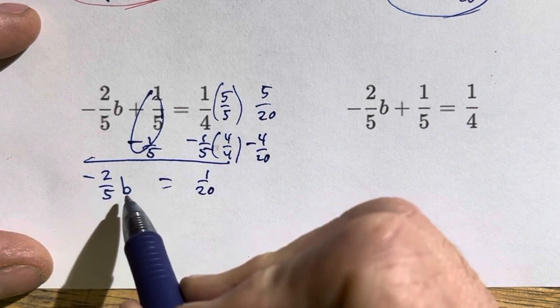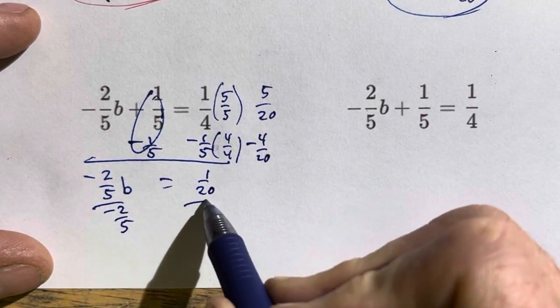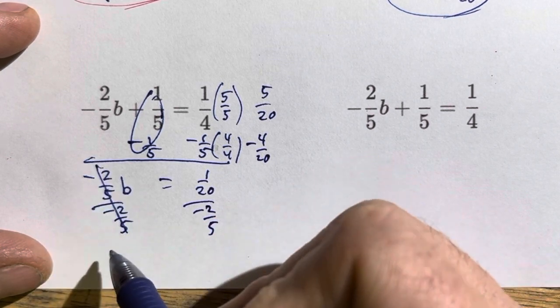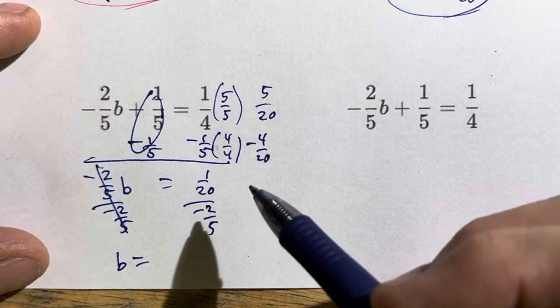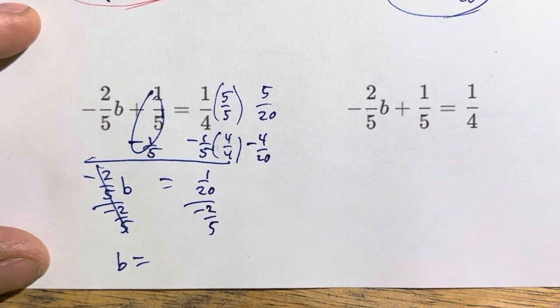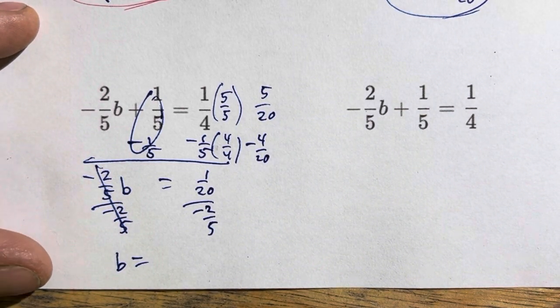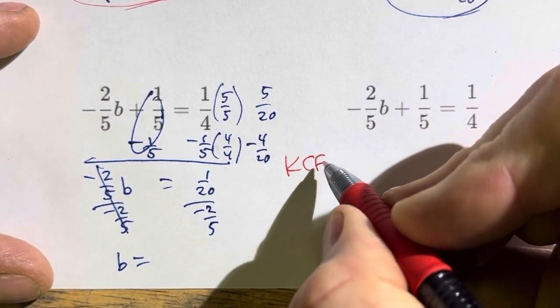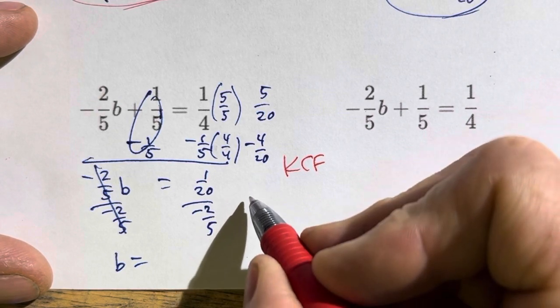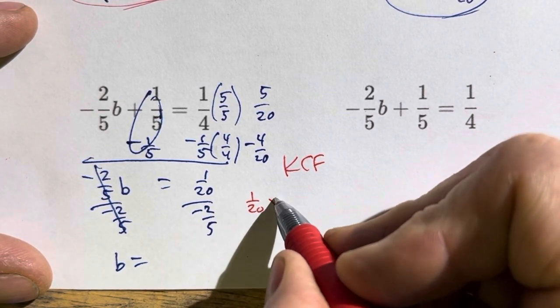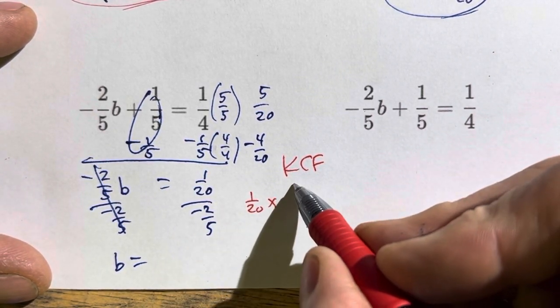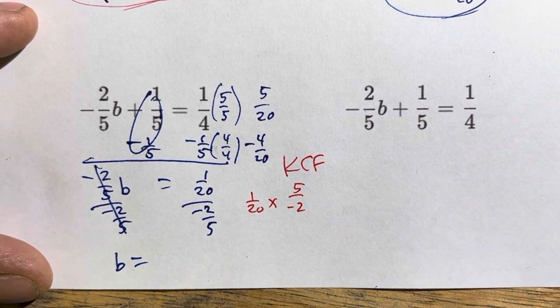And now I got to divide by negative 2/5. This will cancel, and b equals. All right, so when you divide fractions, keep, change, flip. I keep this first one, I change to multiply, and I flip the bottom one, which is going to be 5 over -2.